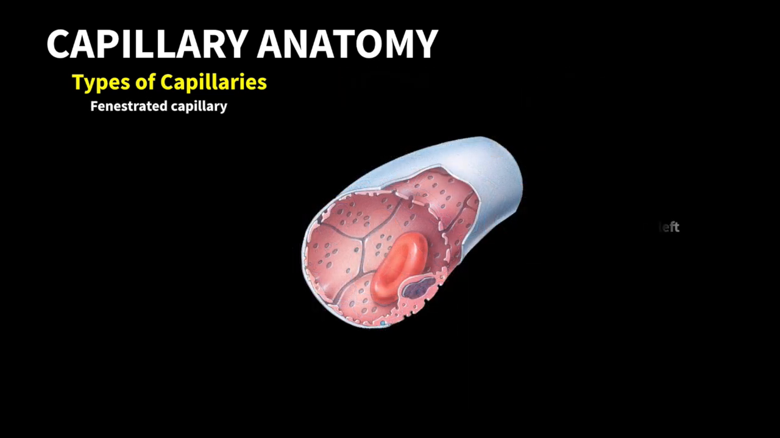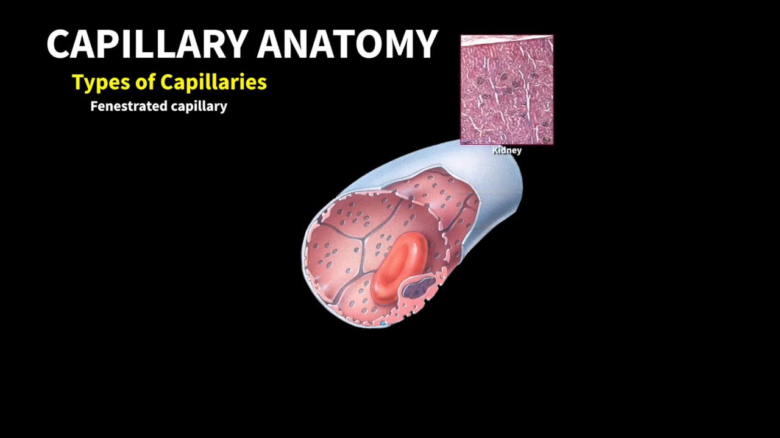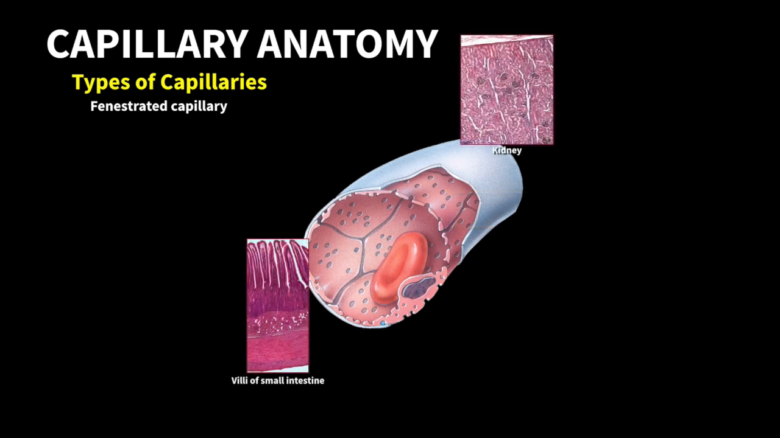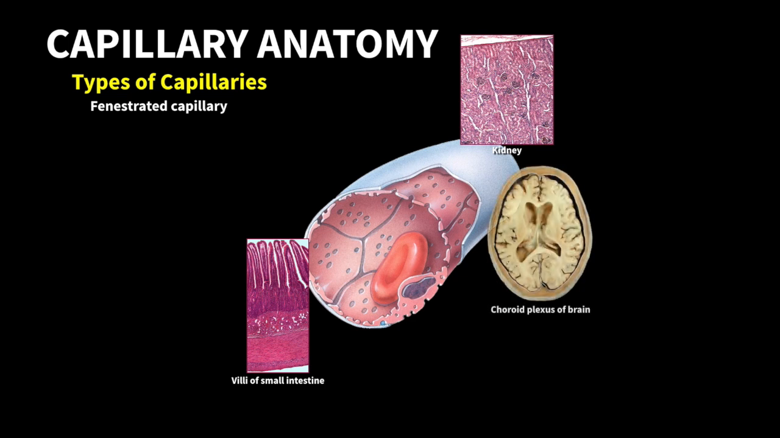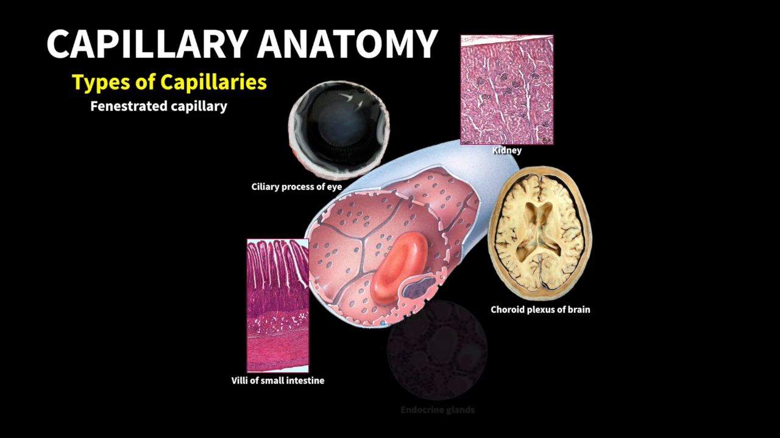Fenestrated capillaries have intercellular clefts between neighboring endothelial cells and also have small pores called fenestrations in the plasma membrane. This makes these capillaries more permeable than the continuous capillaries. Fenestrated capillaries are found in the kidneys, villi of the small intestine, choroid plexuses of the brain, ciliary processes of the eyes, and most endocrine glands.